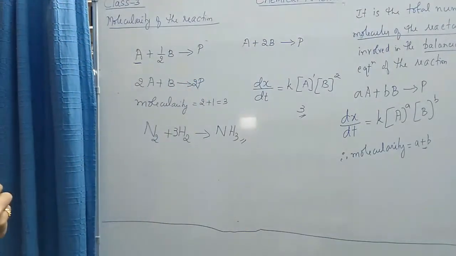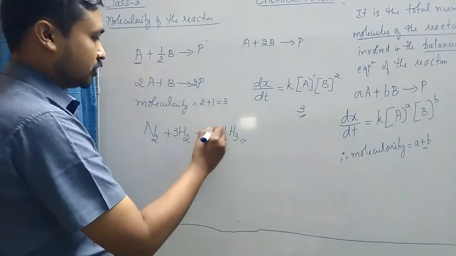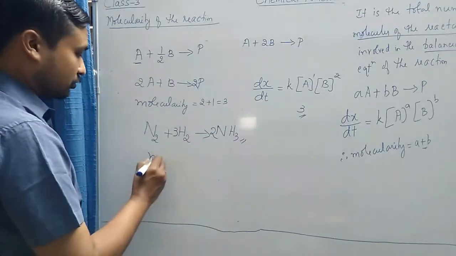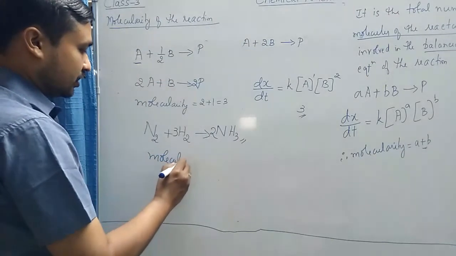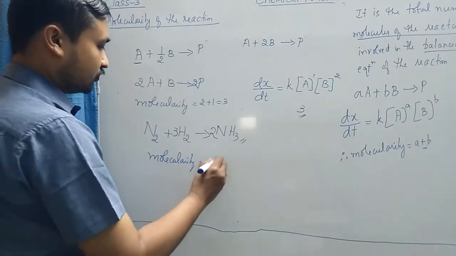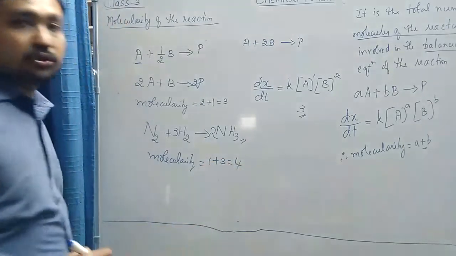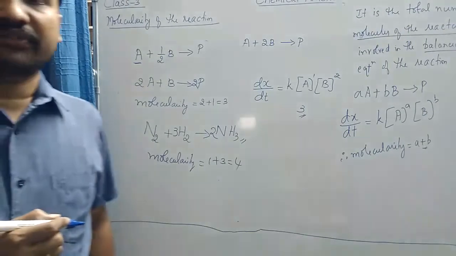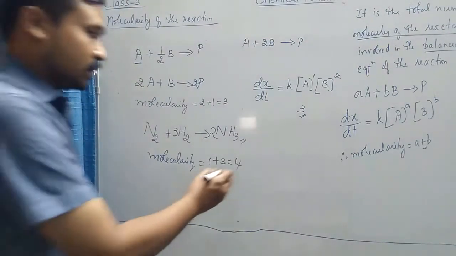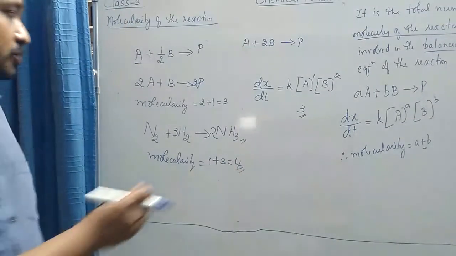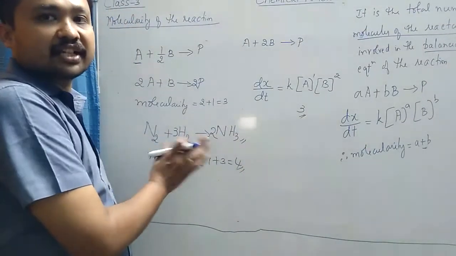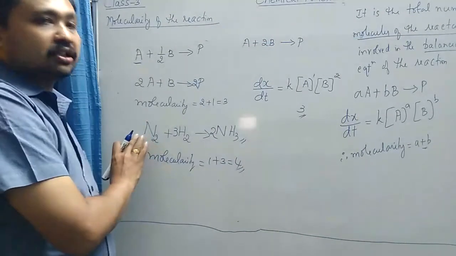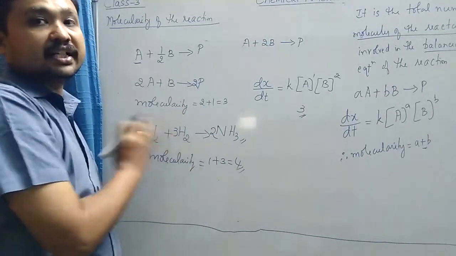We have to balance this equation. N2 plus 3H2 giving 2NH3. Now the equation is balanced. Now you can calculate the molecularity. The molecularity of the reaction is 1 plus 3 is equal to 4. So altogether 4 reactant concentrations are affecting the rate of the reaction, which is very high. So you can expect that you can alter the rate of the reaction significantly by changing the concentrations of either one of the reactants.